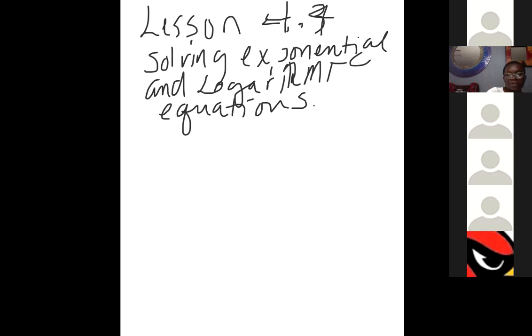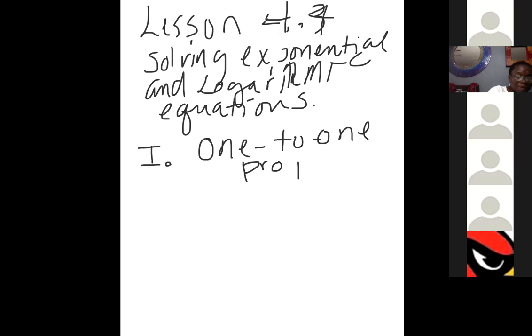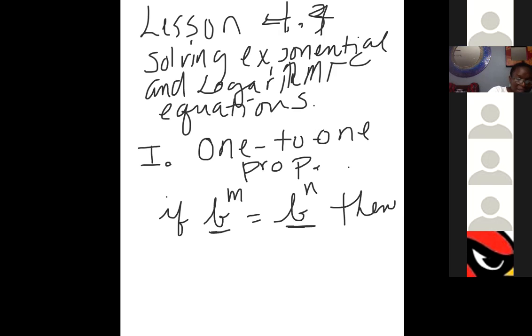All right, guys. So the first type I'm going to talk about are the ones where you can factor these using the same base. So I'm going to talk about the one-to-one property first. The one-to-one property basically says this. If you have b to the m is equal to b to the n, in other words, if the bases are equivalent, then this means that the powers are equivalent to each other.